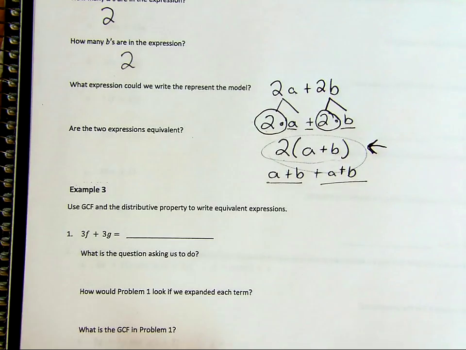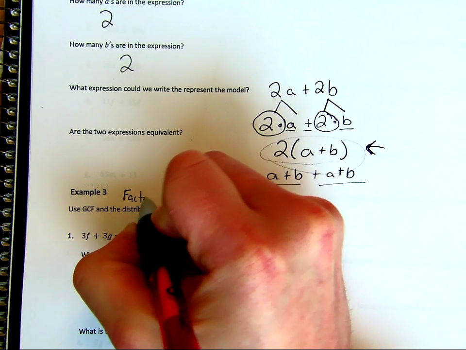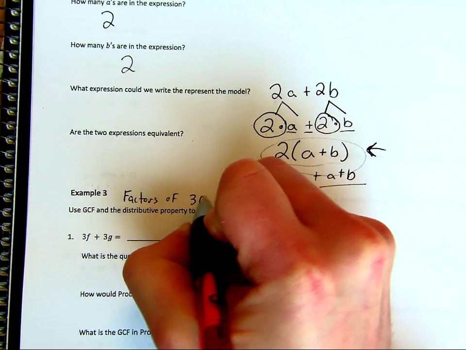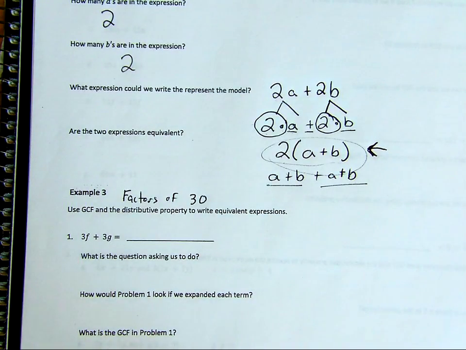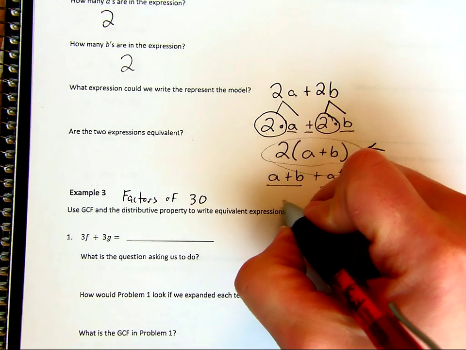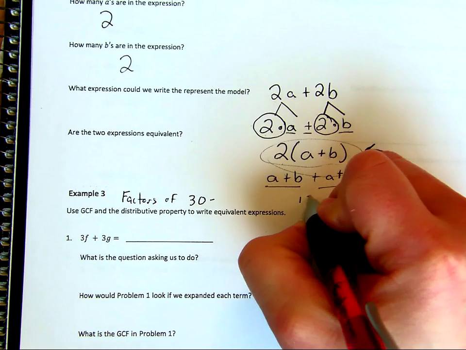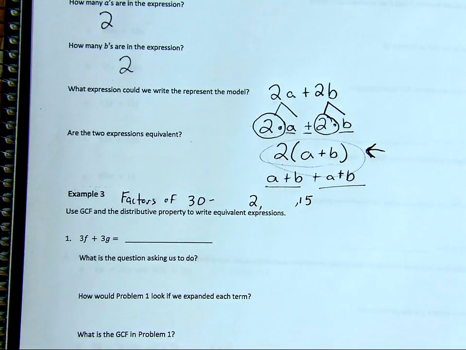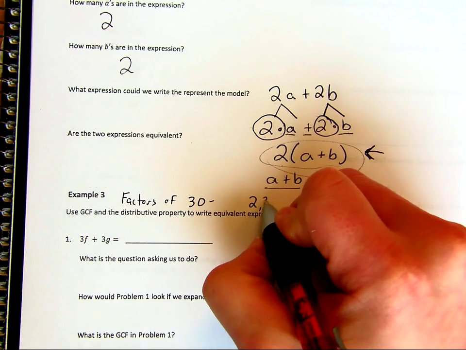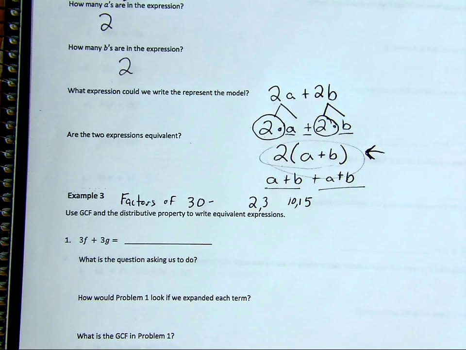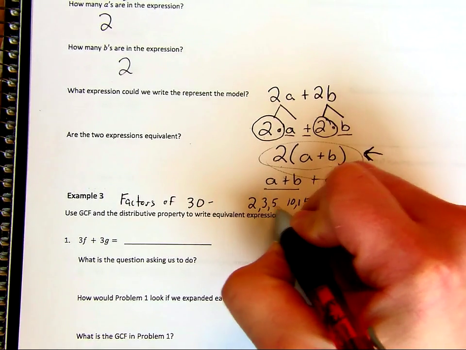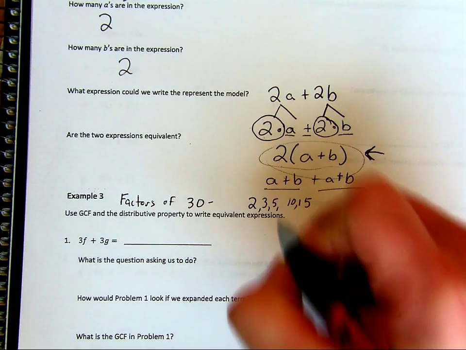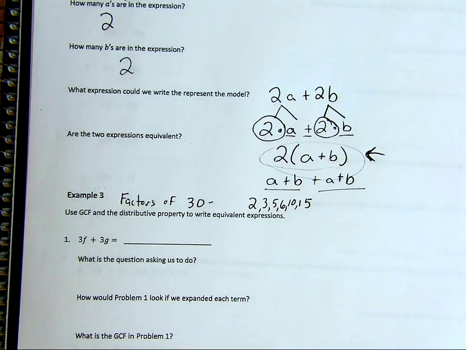Now, we looked at factors at the beginning of the school year. Anybody remind us, do you know any factors of 30? Doc? 15. You're right. And 15 times what is 30? 2. Olivia? 3 times what? Hunter? 5 times what? And then I think we got 2 more. Cole?